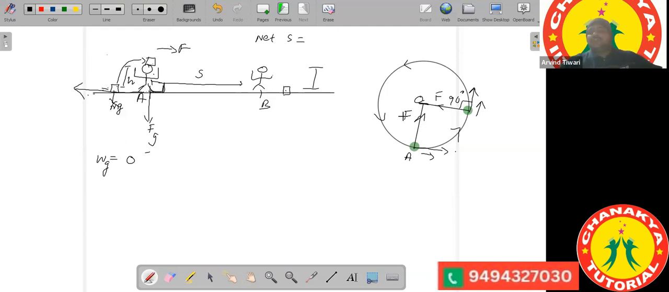Okay, so understood this circular motion? If an object moves in a circle, the work done is zero.